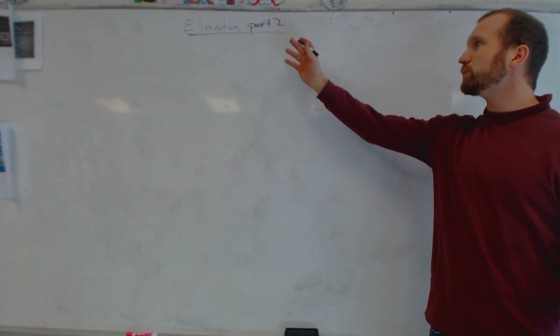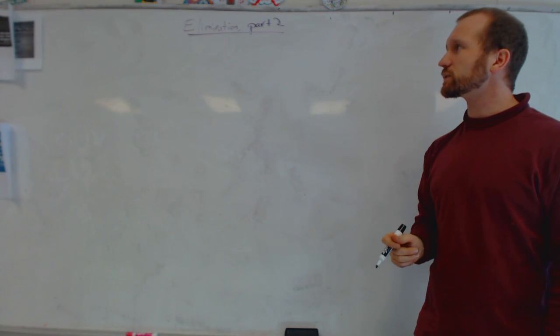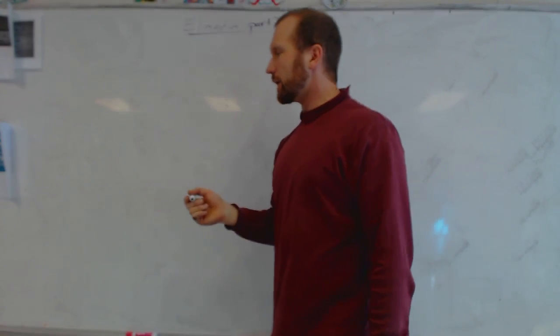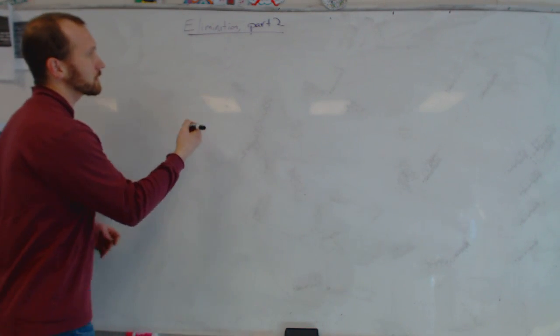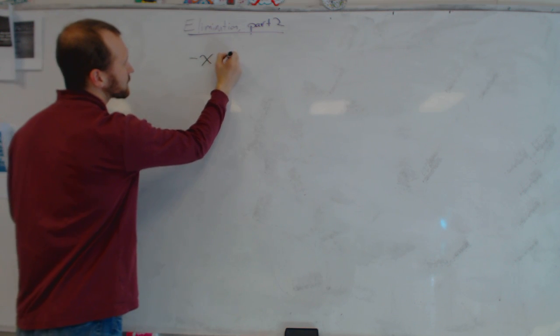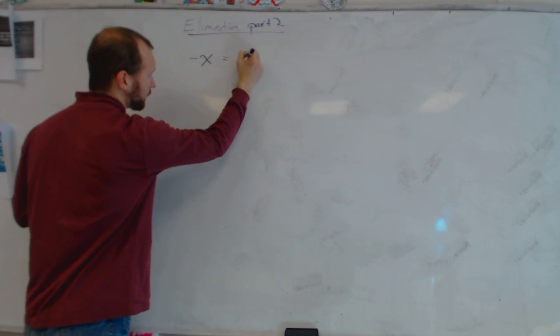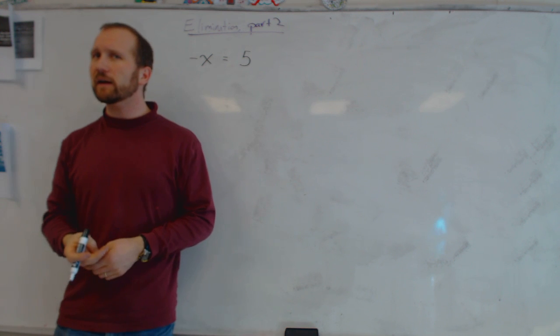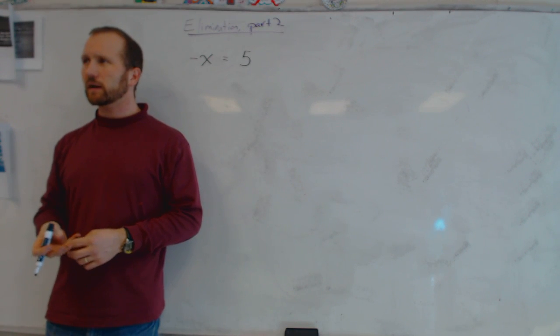All right, part 2 of solving systems of equations with elimination. I want to remind you guys of something, which is if I had something like this, negative x equals 5, how do I find out what x is? What can I do?